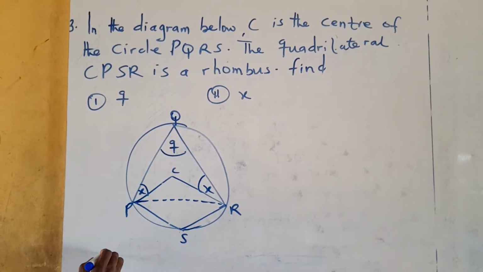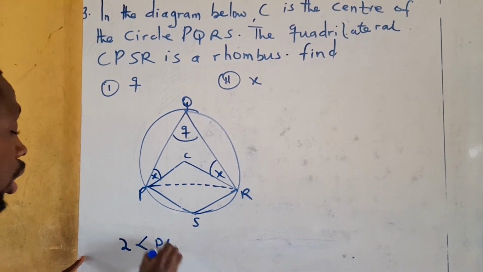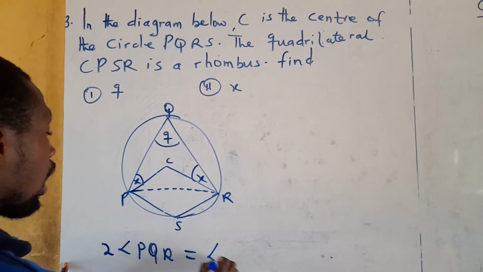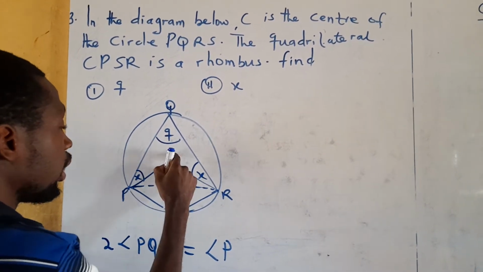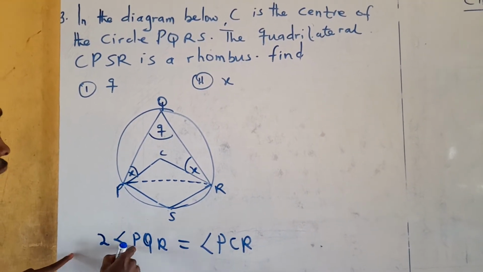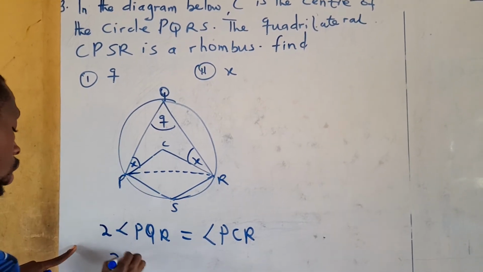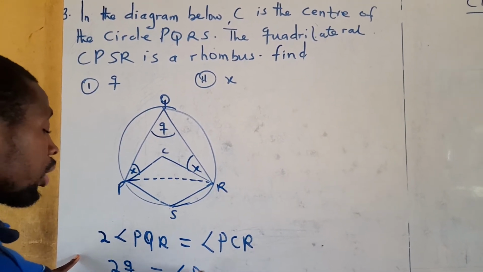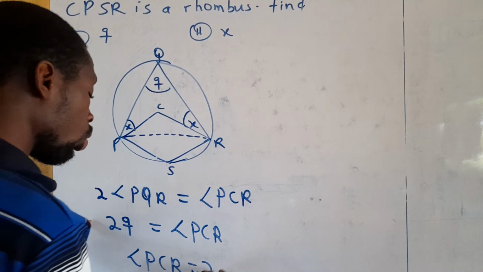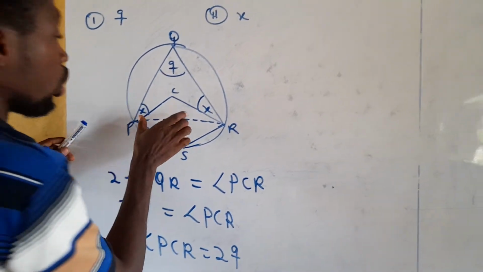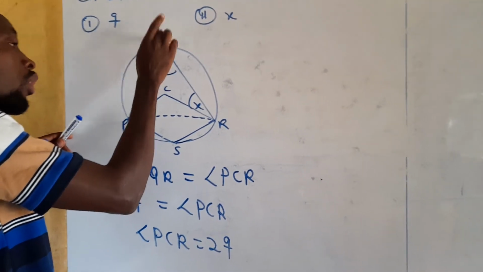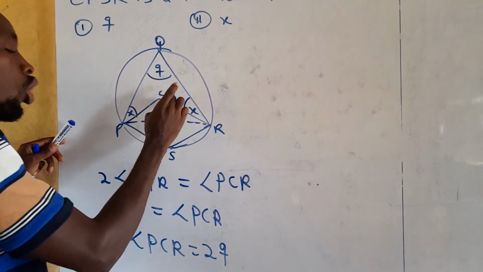So we can say twice of angle PQR, that's the angle here, will be equal to angle PCR. So our angle PQR is Q. So twice of Q gives angle PCR. So our angle PCR is equal to 2Q. That's when the chord sustains an angle at the center of the circle, and that same chord sustains an angle at the circumference of the circle, twice of the angle at the circumference is equal to the angle at the center.